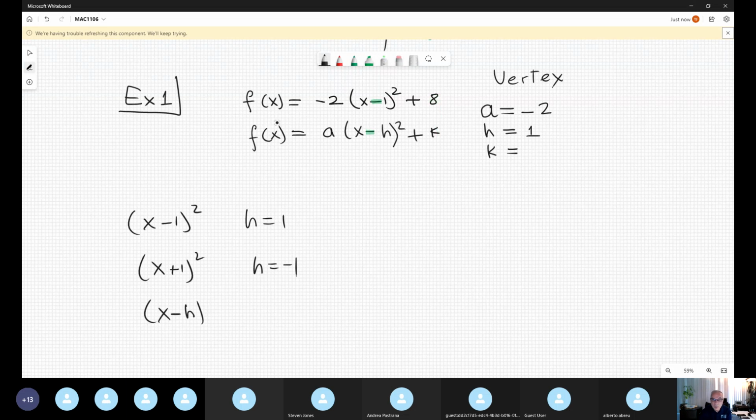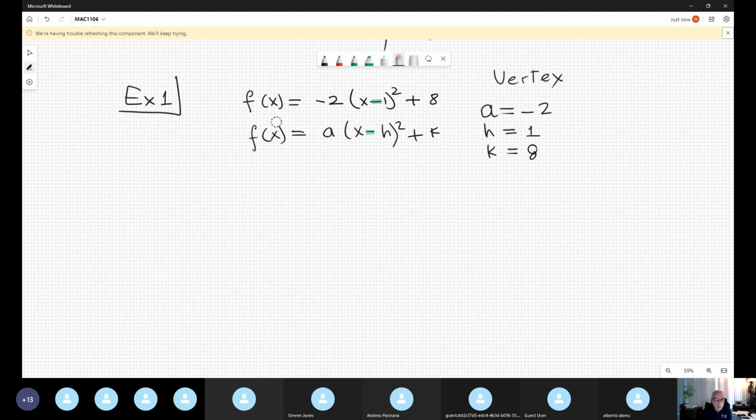Yes. Okay. Now, question number 1. Where is the vertex of this parabola located? At what point? At the point something comma something, no? H comma K. Who is H? 1. Who is K? 8. That's it. This is my vertex.